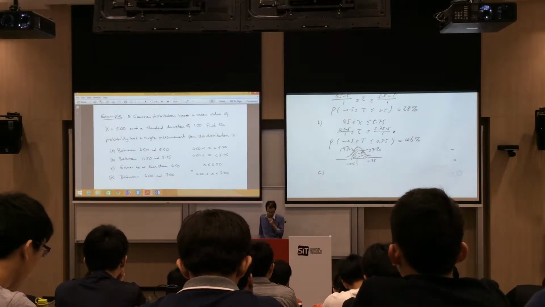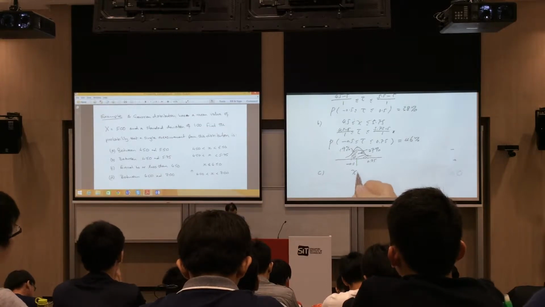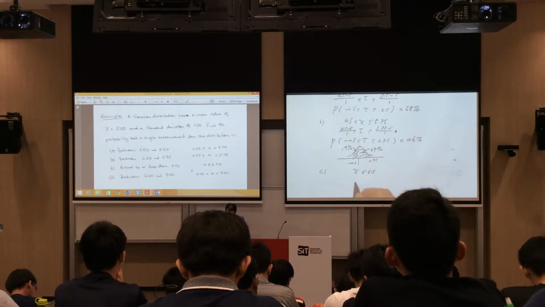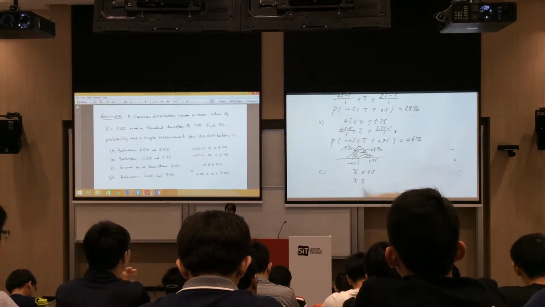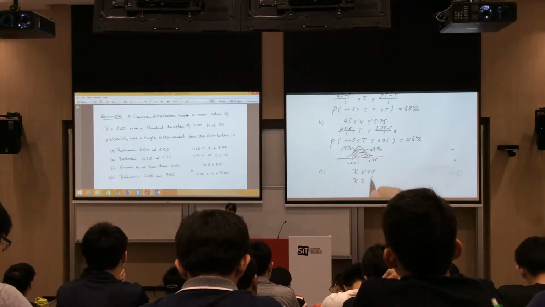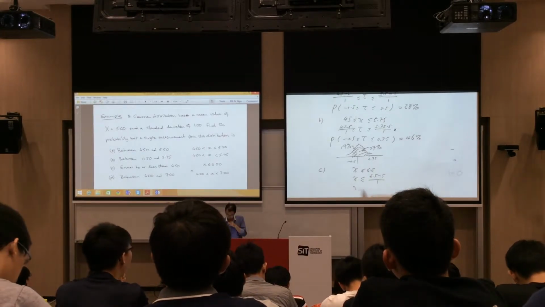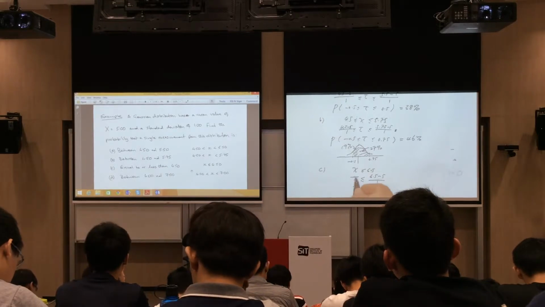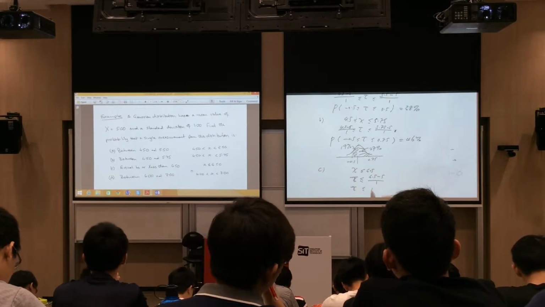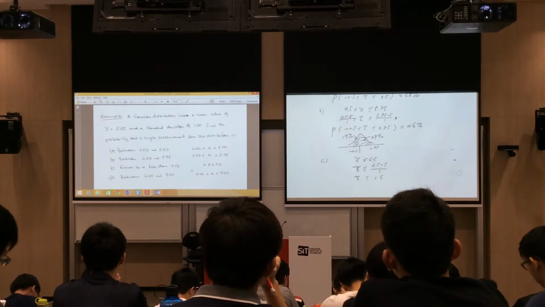The next one: what is the probability when x is less than 6.5? Again, first you do a normalized deviation: 6.5 minus 5 divided by 1. So that means this is my tau. Tau less than 1.5.